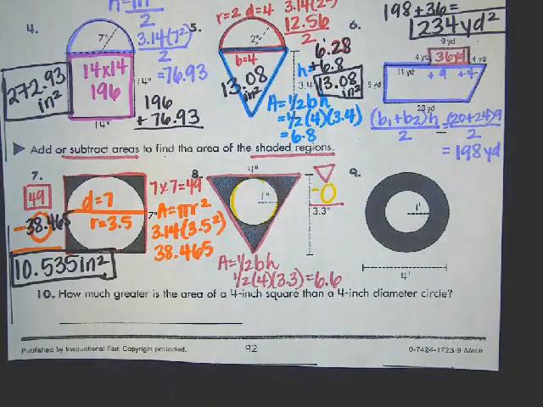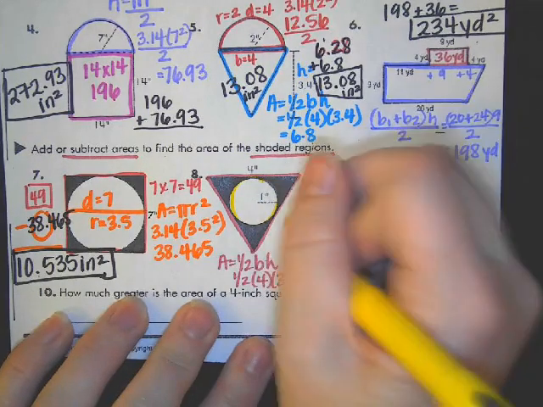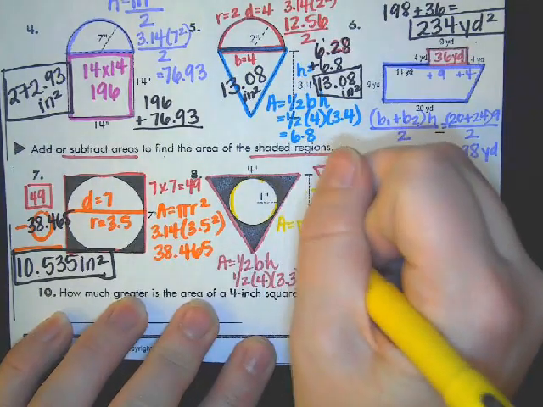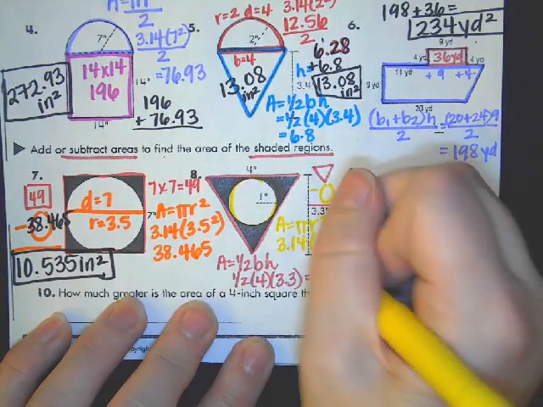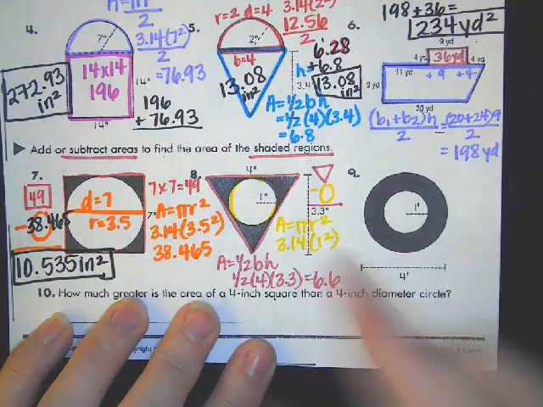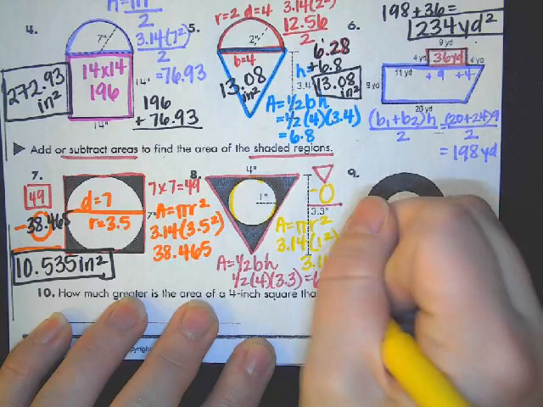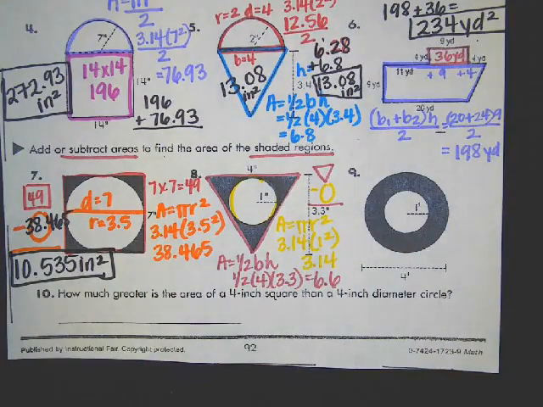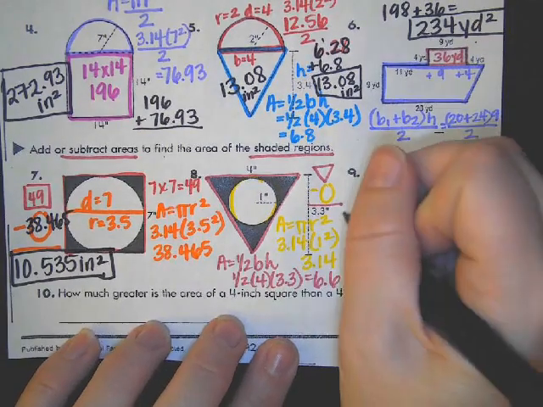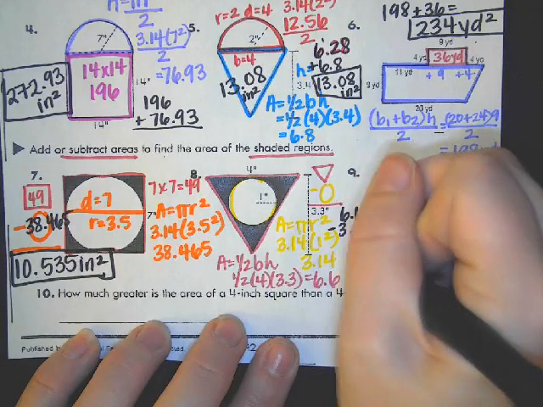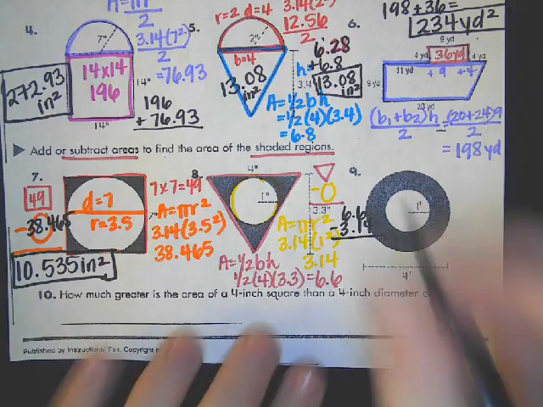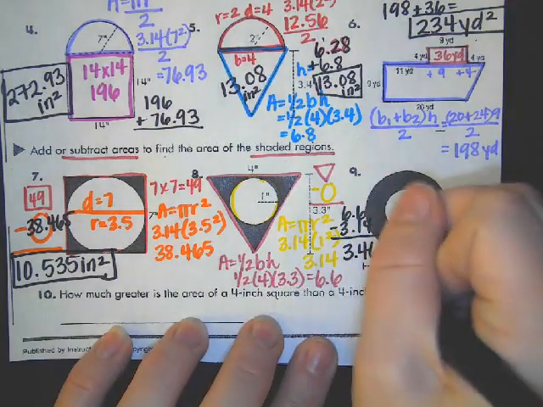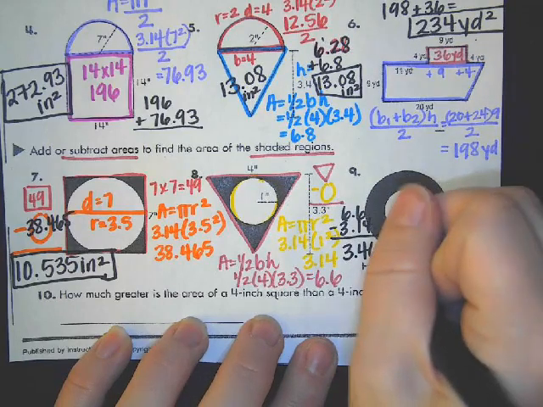Now, I want to take out the circle, so I have to find the area of the circle. Area equals pi r squared. 3.14 times 1 squared, which really is just going to be 1, gives me a total of 3.14. Now, we need to take it out, so I'm going to subtract it. Over here, I'm going to write 6.6 minus 3.14. My total answer is 3.46, and the unit is inches squared.